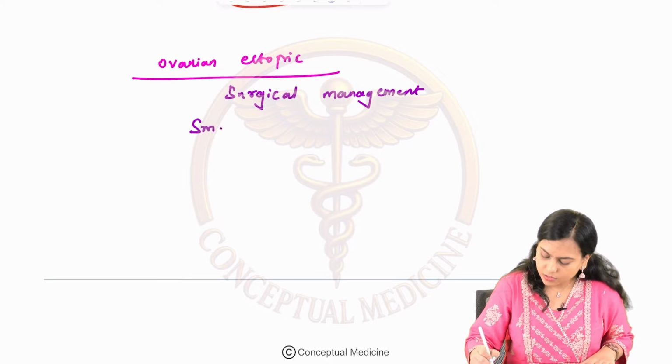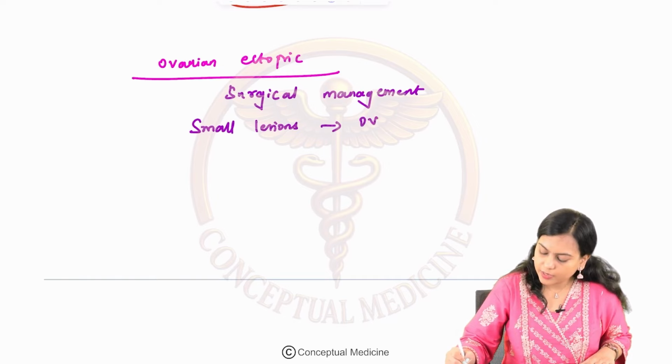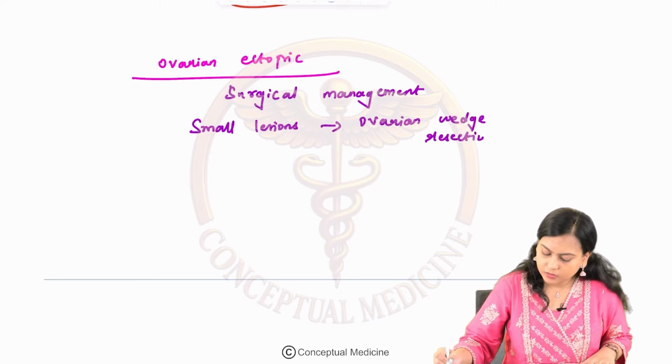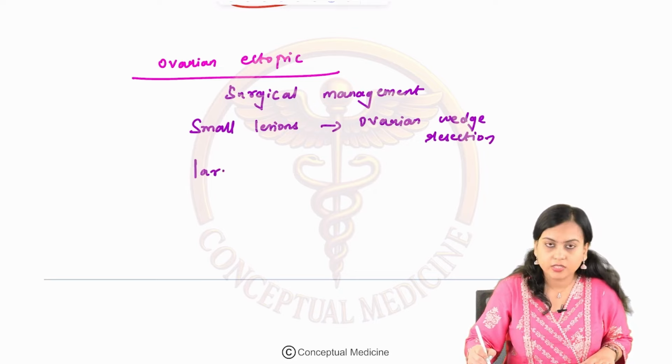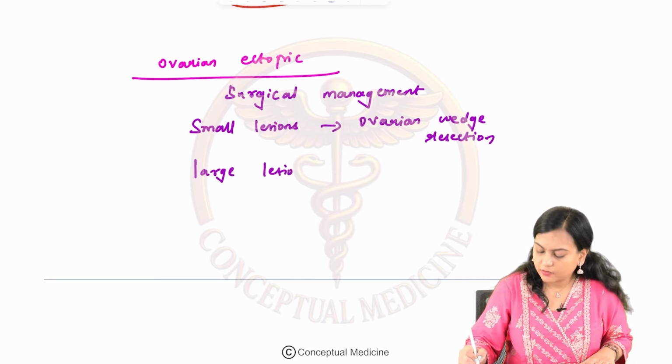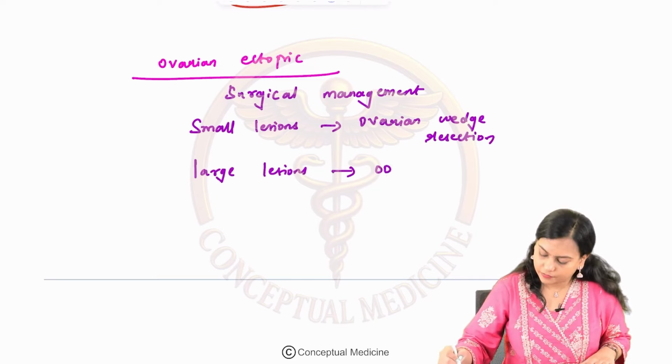So small lesions, I'll do an ovarian wedge resection. Okay, and for larger lesions, we'll do an oophorectomy.